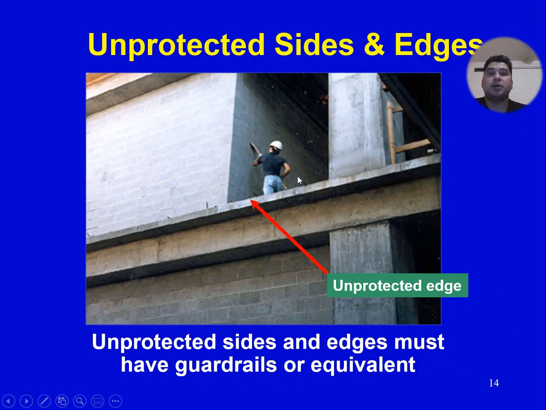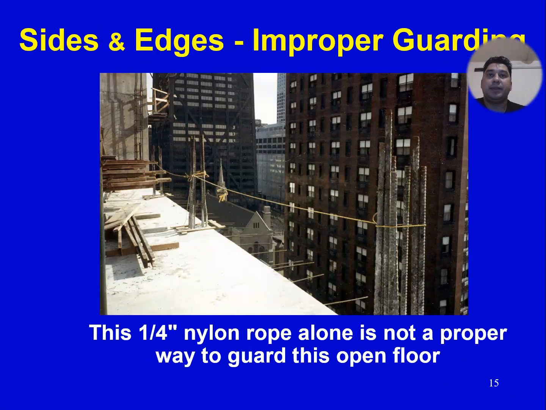Unprotected sides and edges. You can see here the worker is working and these sides and edges are unprotected. So there are high chances that the worker can fall down and get serious injuries or even death. Unprotected sides and edges must have guardrails or a covering.